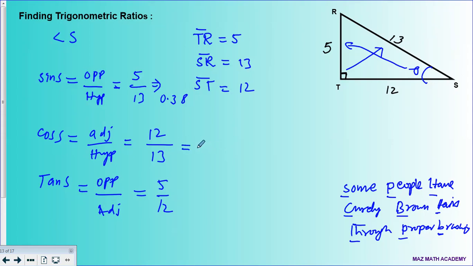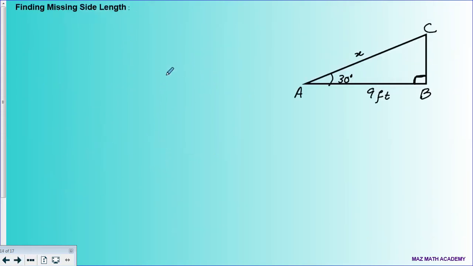And for this, if we calculate and convert into decimal, we get 0.92. And here we have 0.41. So it's easy to find the value of these trigonometric ratios. Now, let's find how we find the missing side length. So here is another example.